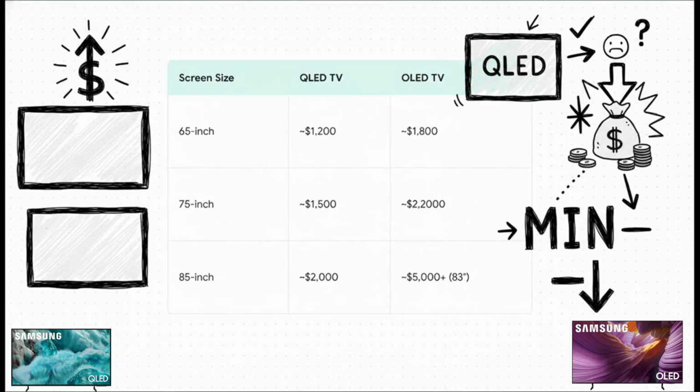If you want to go big, QLED gives you so much more screen for your money. Dreaming of a giant 75 or even 85-inch screen? QLED is by far the more affordable way to get there. OLEDs are fantastic, but they get really expensive really fast as the size goes up.